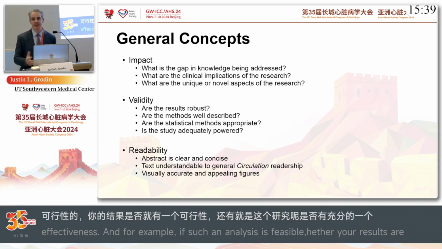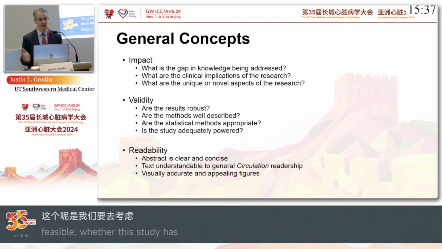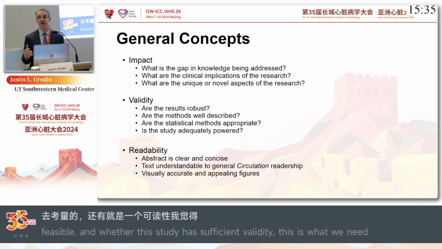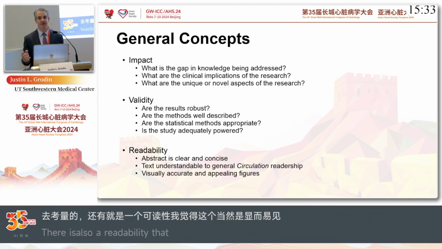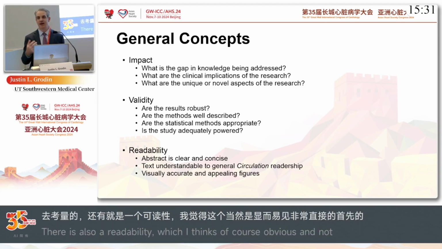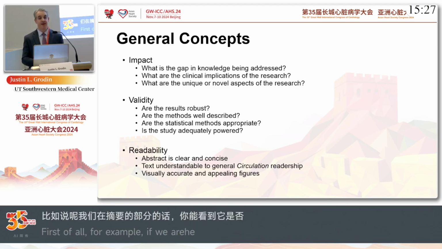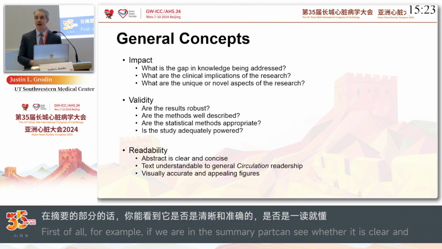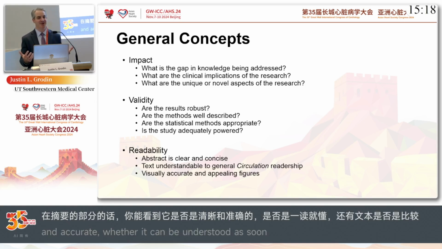And then readability, I think this is quite straightforward, but is this clear and concise, right? So do we get the idea? Can we extract the information quite readily, or is it quite cumbersome in text? Is the text understandable? And then is it visually accurate? And obviously, it helps when all the figures are appealing.